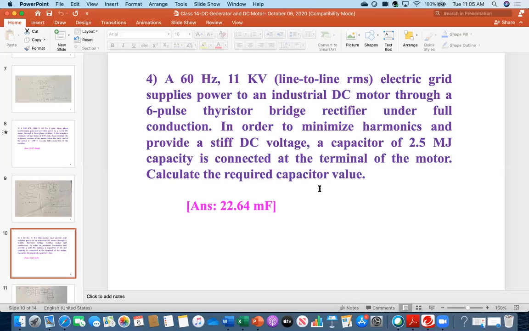Can you do that? And then you should be getting this result, 22.64 millifarad. Please verify that one. And this is the last problem for today.